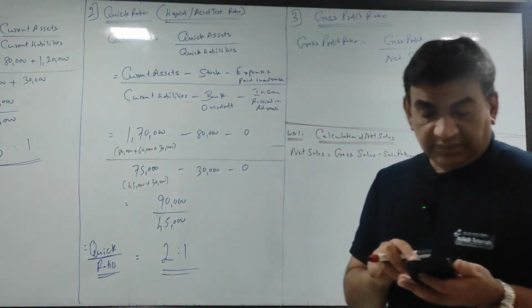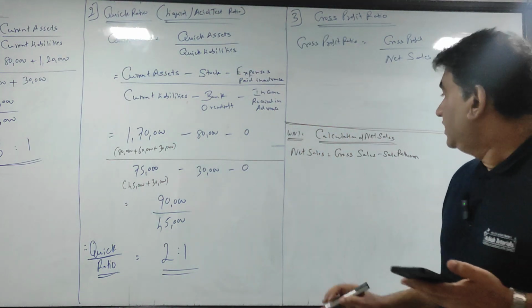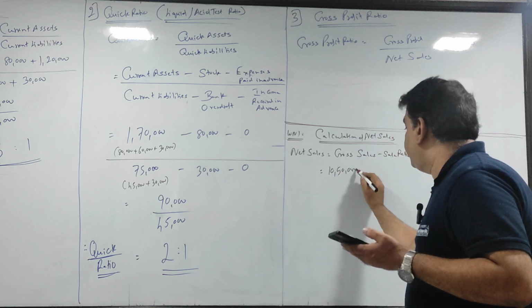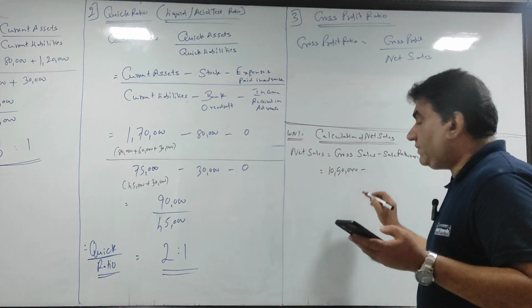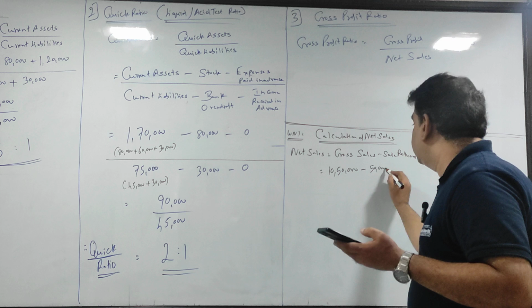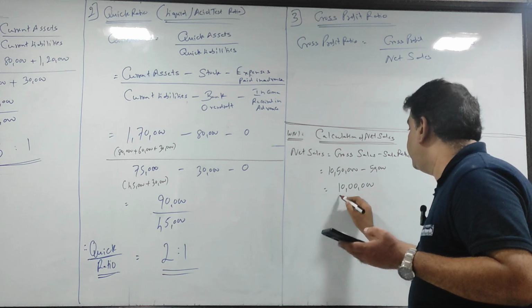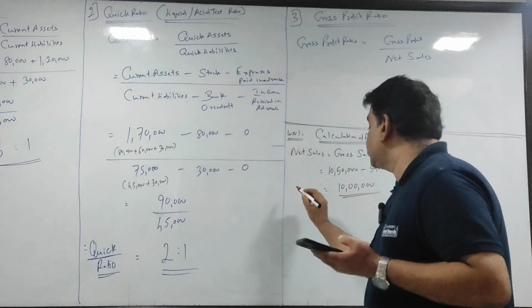अभी देखो क्या है तुम्हारा gross sales? Gross sales is 10,50,000 minus the sales return, that is 50. So 10,50,000 minus 50 gives you 10 lakhs.